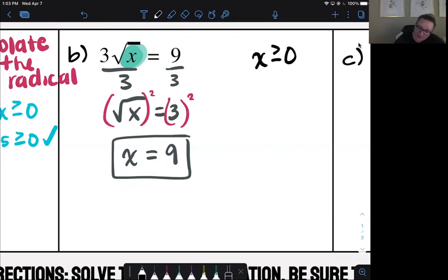So x has to be greater than or equal to 0. Our final answer is greater than 0. So that's a good sign.